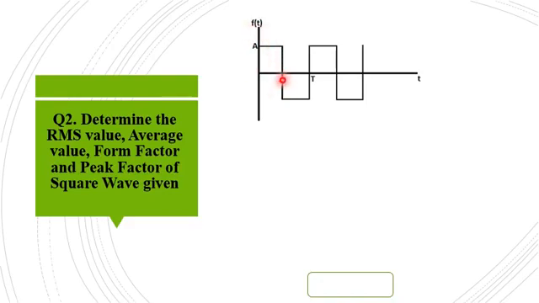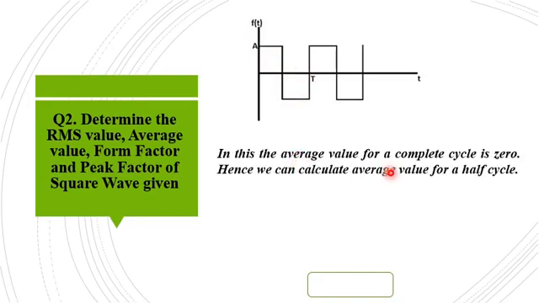So if you are taking a complete cycle, the average value will be 0. So we can calculate the average value for a half cycle. Substituting in the equation, since here the waveform is f of t, I am writing the average value as f average equal to 1 by T integral 0 to T f of t dt. Since I am calculating it only for half cycle, the value of T will be T by 2, and f of t, that is the value of the function during the interval 0 to T by 2, is A.